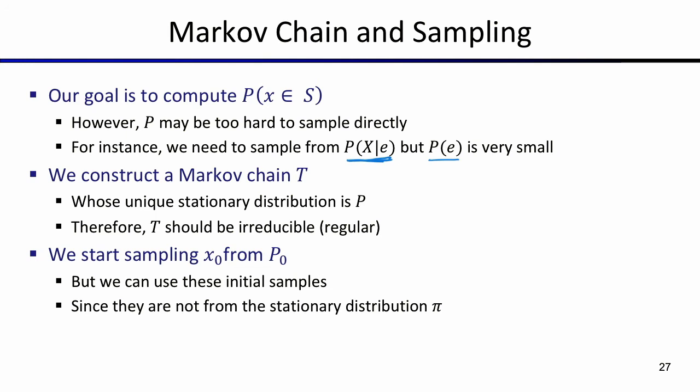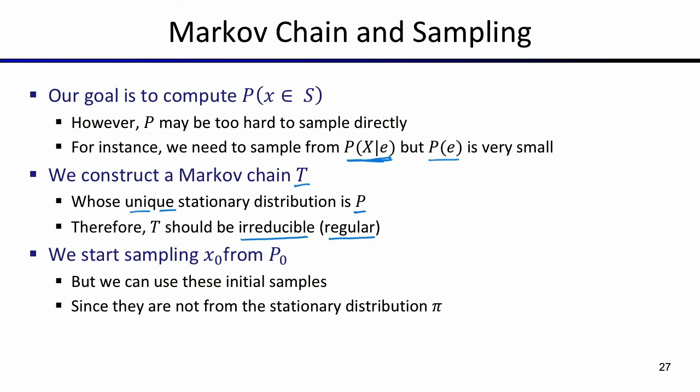And that is a very important part of the Gibbs sampling. So we're going to construct a Markov chain T, whose unique stationary distribution is the distribution P that is induced by the network, the Bayesian or the Markov network. So we saw from the Markov chain lecture that in order for this distribution to be unique, the chain has to be irreducible or regular, right? So this condition will guarantee to us that the stationary distribution is unique.